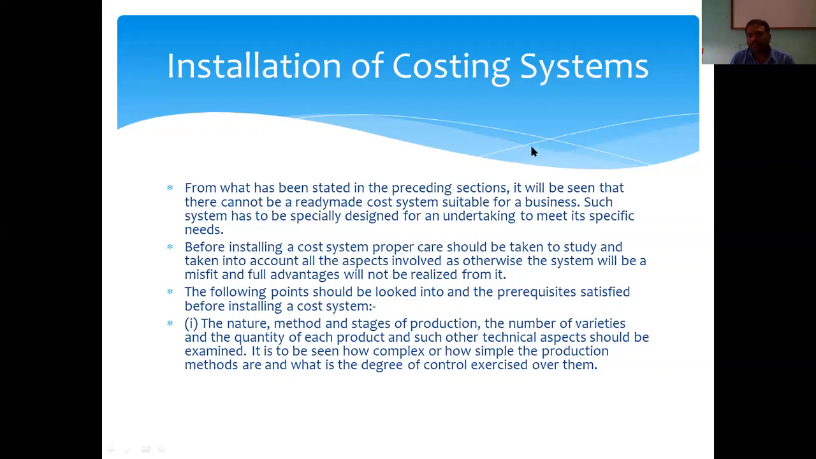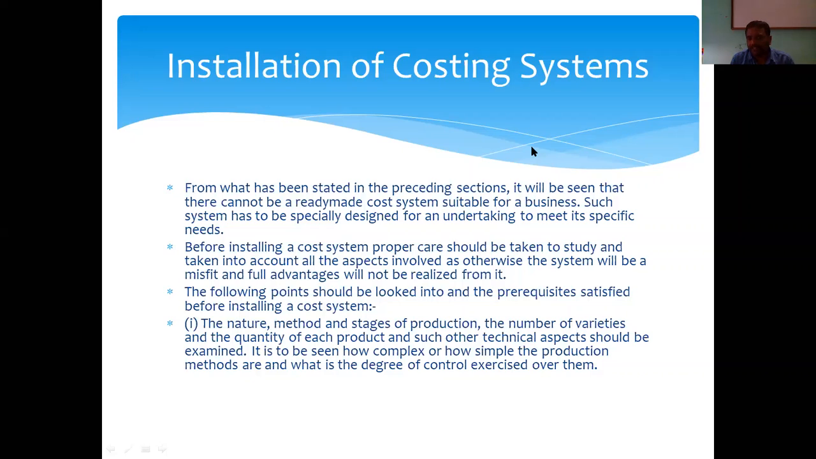And next, before installing a costing system, proper care should be taken to study and take into account the aspects involved, otherwise the full advantages will not be realized from it. They have to take care of the information they are recording and the system they are going to involve. They have to know the procedures, methods, and techniques, the process, how to record it and how to use it. And the following points should be looked into and the purpose satisfied before installing the costing system.